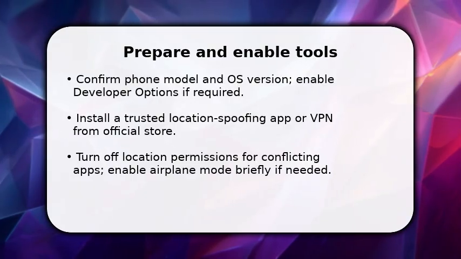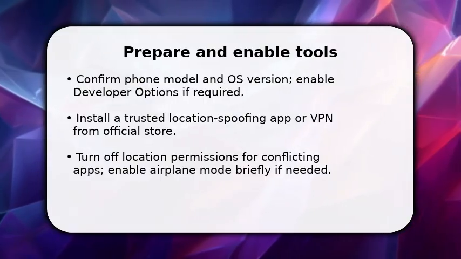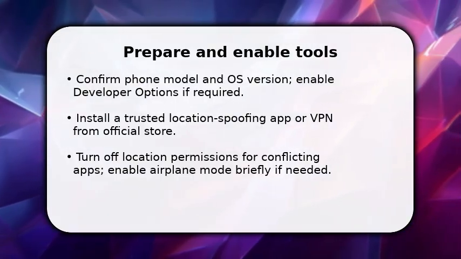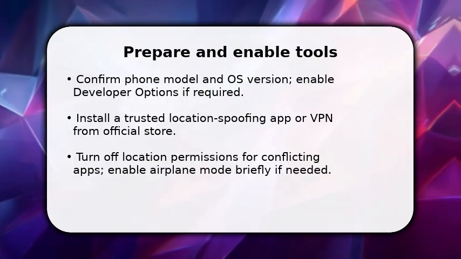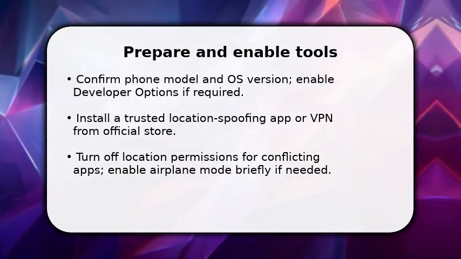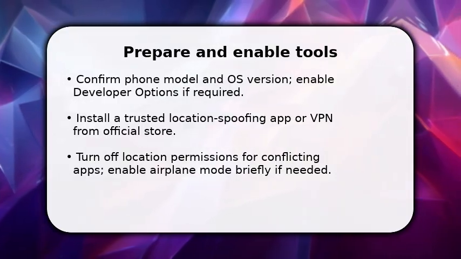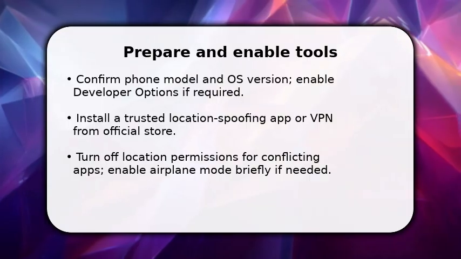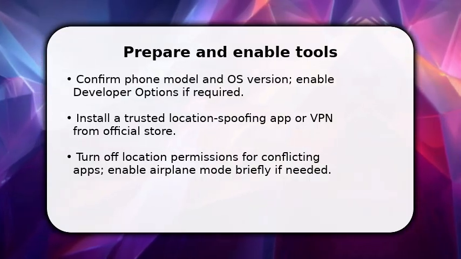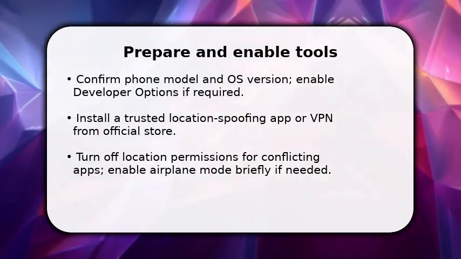You start by confirming your phone and OS so the method matches. Enable developer options when required and allow mock locations. This gives apps permission to set a fake GPS. Then install a reputable location spoofing app or use a VPN app that includes location override from the official store.